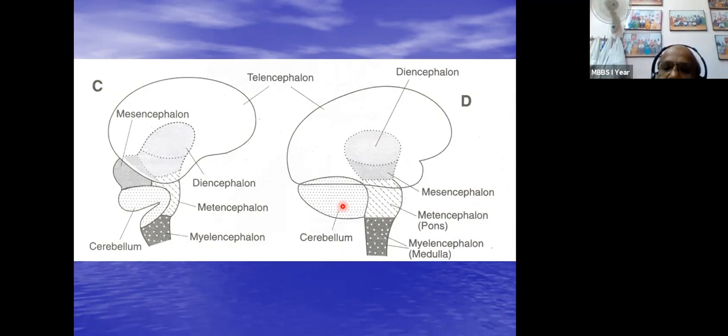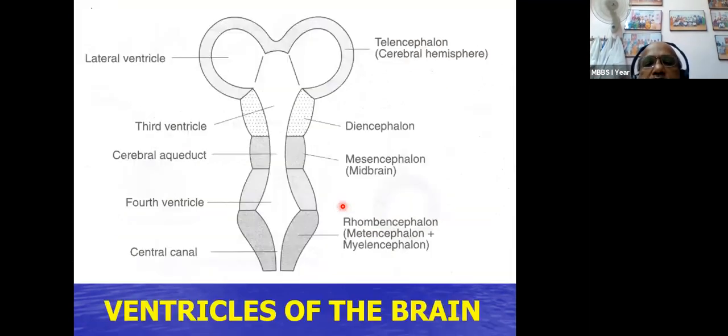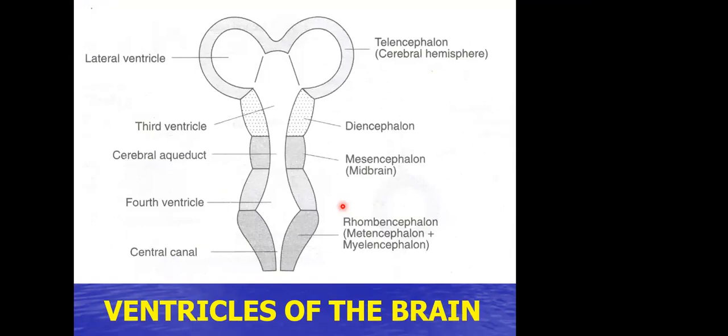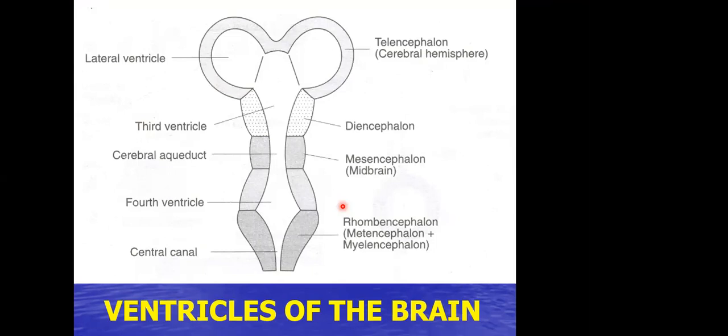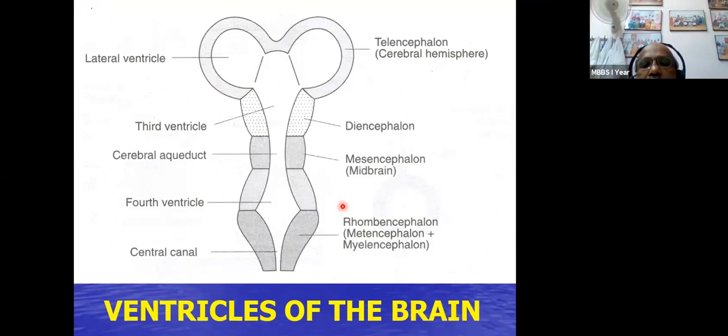Now you see this picture. What is the communication between your third ventricle and fourth ventricle? Yes, students, see and tell. Cerebral aqueduct. That cerebral aqueduct is the cavity of mesencephalon. All are important for your MCQ. Cavity of telencephalon is the lateral ventricle. Cavity of diencephalon is the third ventricle. Cavity of rhombencephalon is the fourth ventricle. Now the cavity of midbrain or mesencephalon is the cerebral aqueduct.